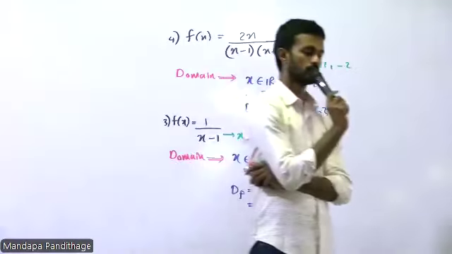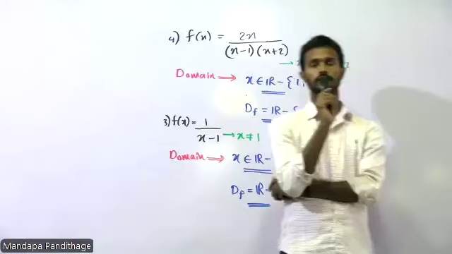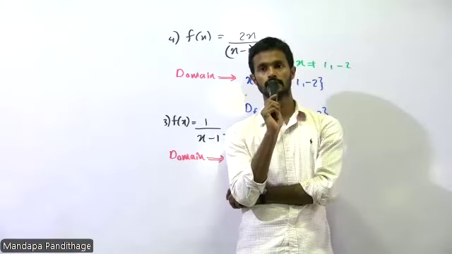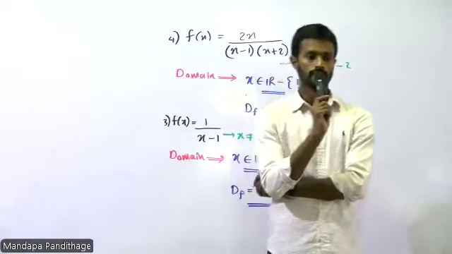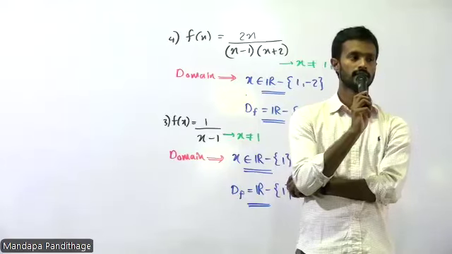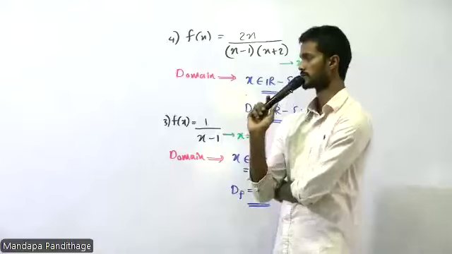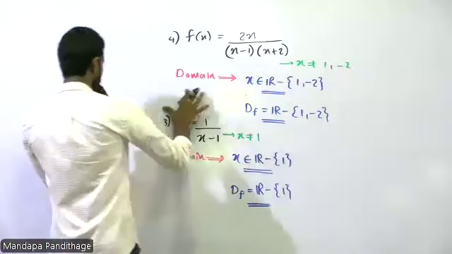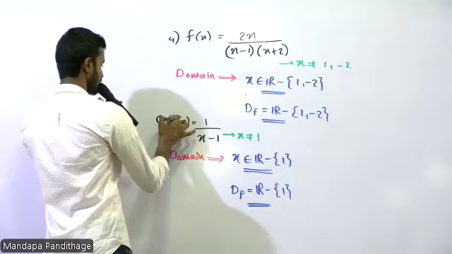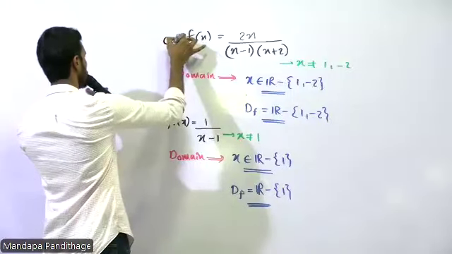Therefore, when writing the domain of such a function, we have to exclude the values which make the denominator 0. We have to exclude the values that make the denominator 0 from the domain.